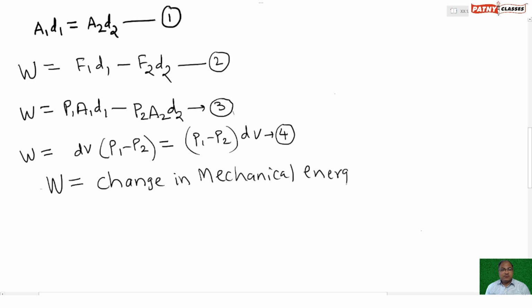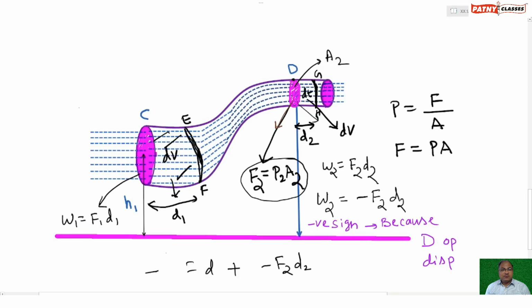This work done is also equal to the change in mechanical energy. So work done equals change in mechanical energy, which is nothing but the change in kinetic energy plus the change in gravitational potential energy. Therefore, W equals delta KE plus delta PE. At the lower end, the velocity of the liquid is v1, and at the upper end the velocity of the fluid flowing is v2. The kinetic energy is given by half m v1 square at the lower end, and at the upper end by half m v2 square.